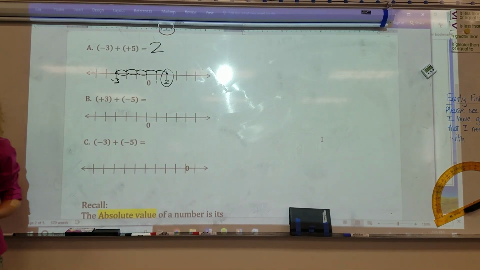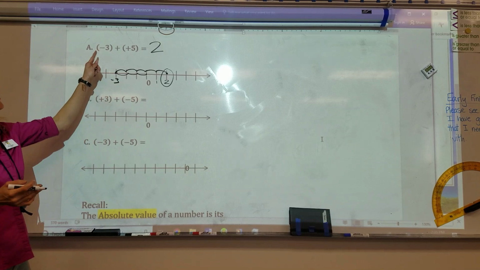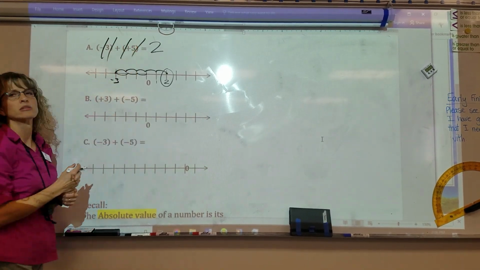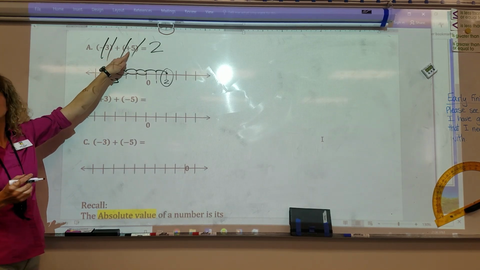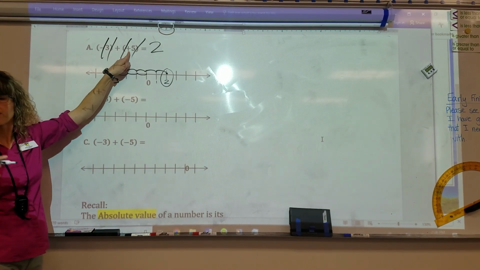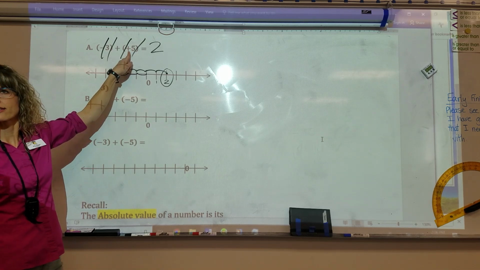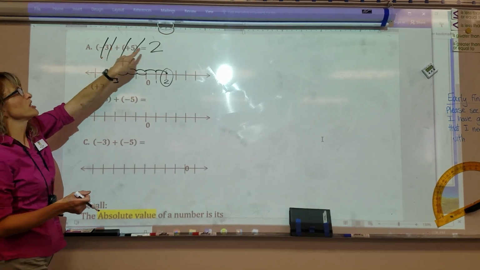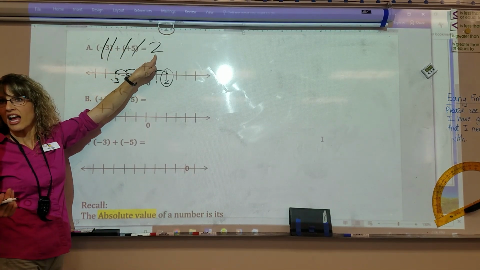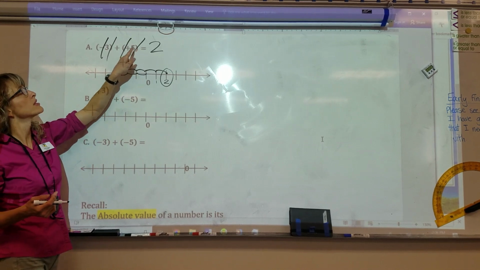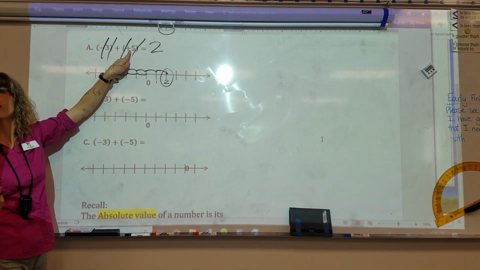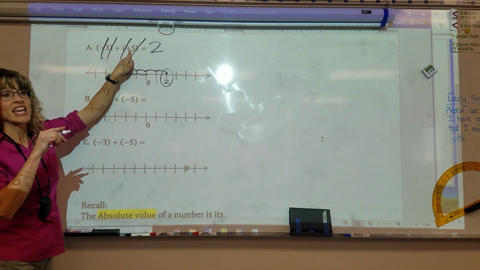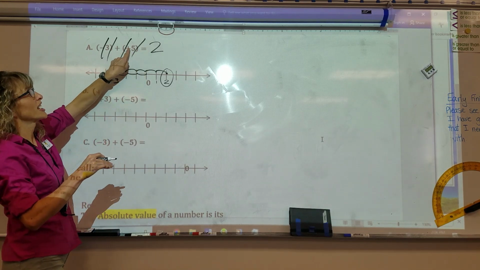Here's the way to do it with absolute value. If the signs are different, take the absolute value, so just look at the positives, and subtract the two numbers. What do we do when the signs are different? Get ready? Subtract. 5 minus 3 is 2. And the answer takes on the sign of the greater absolute value. This number is more powerful. It's the greater absolute value. It's farther from 0, so it has more power. The answer will take on the sign of that number.